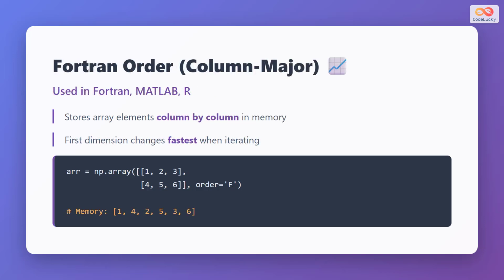Fortran order, also called column major layout, is used in languages like Fortran, MATLAB, and R. Unlike C order, Fortran order stores array elements column by column in memory. Here, the first dimension changes fastest when iterating. Using the same 2 by 3 array with values 1 through 6, but specifying order equals F, the memory arrangement becomes 1, 4, 2, 5, 3, 6. Notice how it stores all elements from the first column, then the second column, and finally the third column.